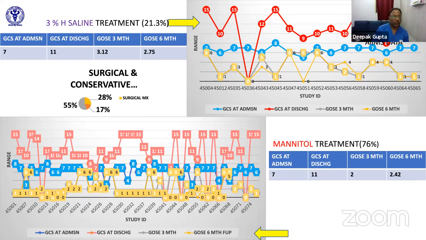These are the data of our All India Institute of Medical Sciences. We contributed 76 cases to the study, and 55% of the cases were managed by conservative management in our study. We used to prefer more of mannitol earlier, but now in the last 2 years of our practice, we have shifted almost to 3% hypertonic saline in our group of children.